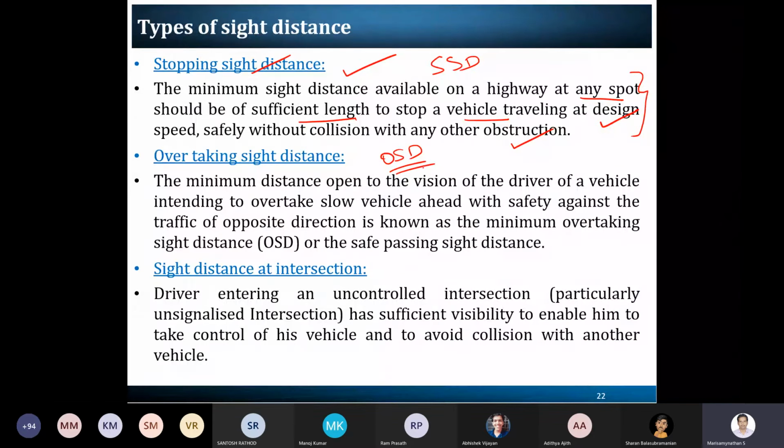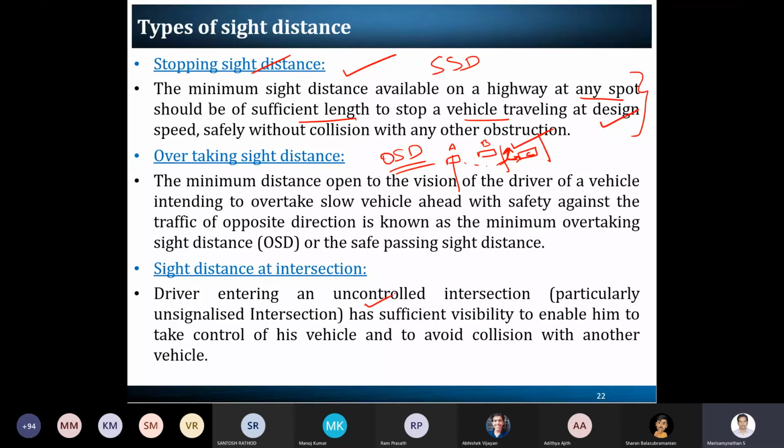So you are safely passing the vehicle which is traveling along with you. This is a vehicle traveling with you, you are traveling in car A, and you are overtaking without making any conflict. This might be a two-way road, with an opposite vehicle also coming, so without causing any accident with the opposite vehicle you have to pass this particular vehicle B. That kind of safe distance is considered the overtaking sight distance.